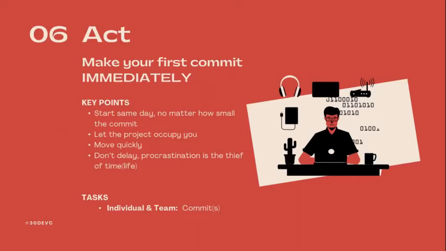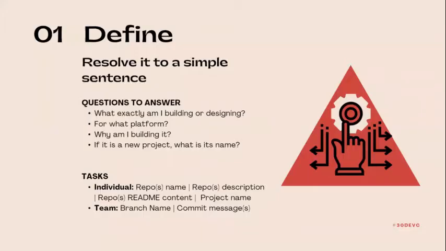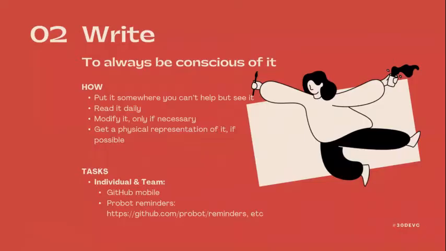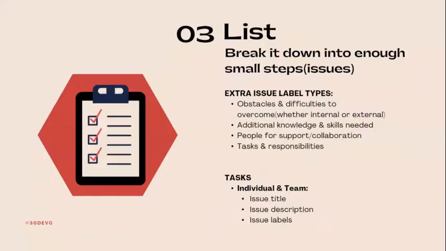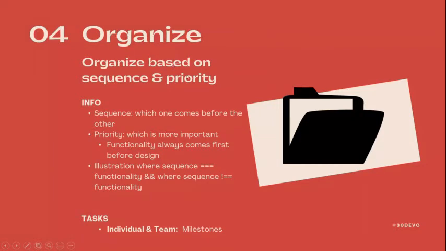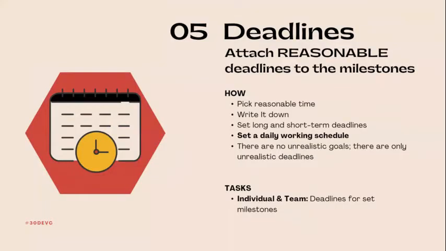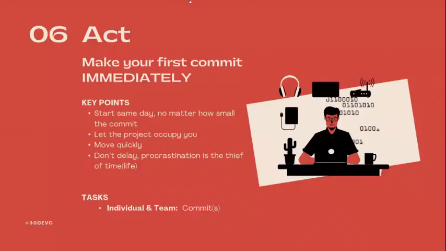Now that, according to step 1, you've defined your goal to a simple sentence, you've written it down, and now you're very much conscious of it. You've broken it down into enough small steps, and created issues for them on GitHub. And then you've organized it, based on sequence and priority, into milestones, and you set deadlines to those milestones. So now is the time to actually go ahead and act.